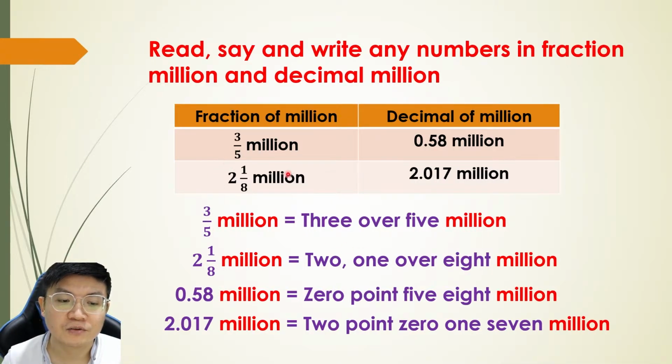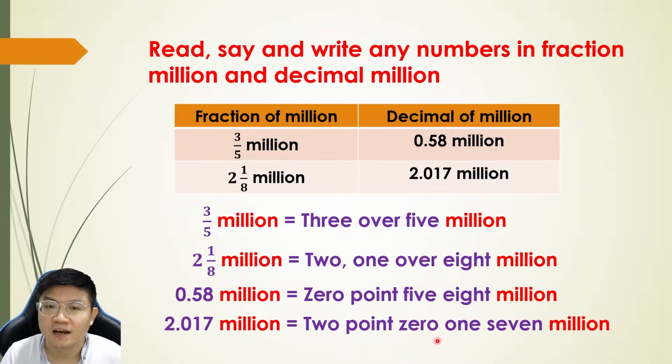Now, how do you read this? Okay, this one reads as 1 over 8 million. Now, how do you read this? 0.58 million. And how about the last one? 2.017 million. Right, it's actually simple as that.